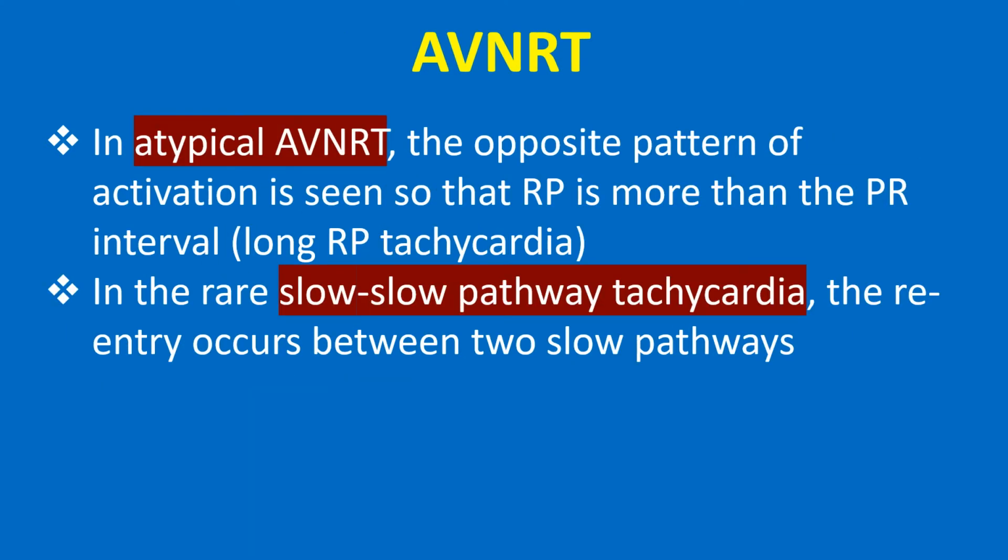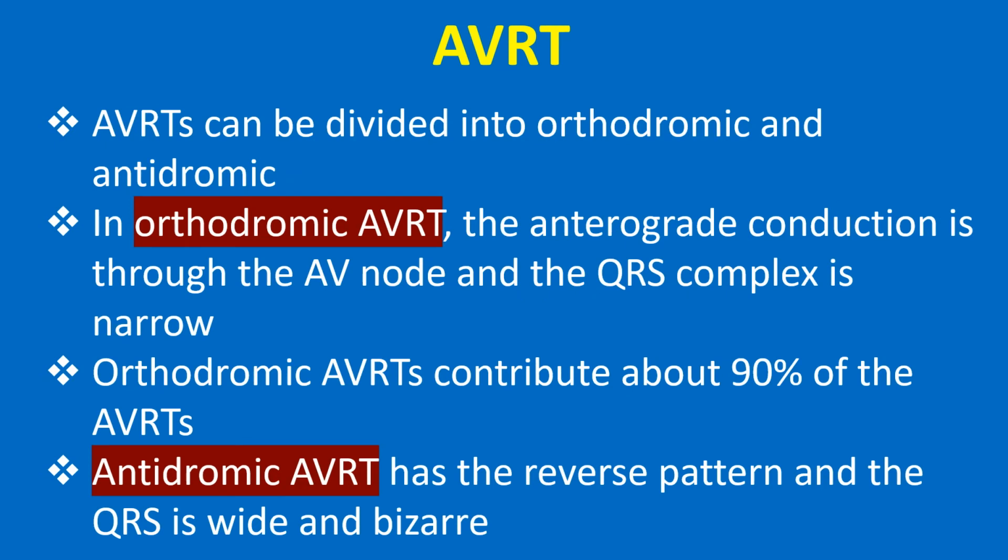In atypical AV-NRT, the opposite pattern of activation is seen, so that RP is more than the PR interval, long RP tachycardia. In the rare slow pathway tachycardia, the re-entry occurs between 2 slow pathways. Atrioventricular reentrant tachycardias can be divided into orthodromic and antidromic. In orthodromic AVRT, the antegrade conduction is through the AV node and the QRS complex is narrow. Orthodromic AVRTs contribute about 90% of the AVRTs. Antidromic AVRT has the reverse pattern and the QRS is wide and bizarre.